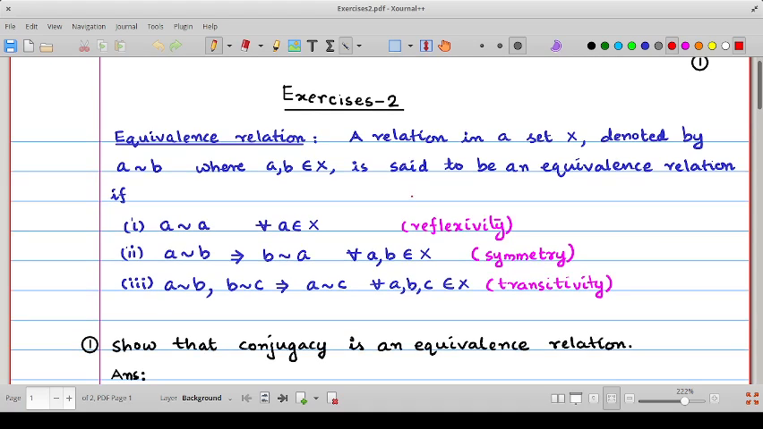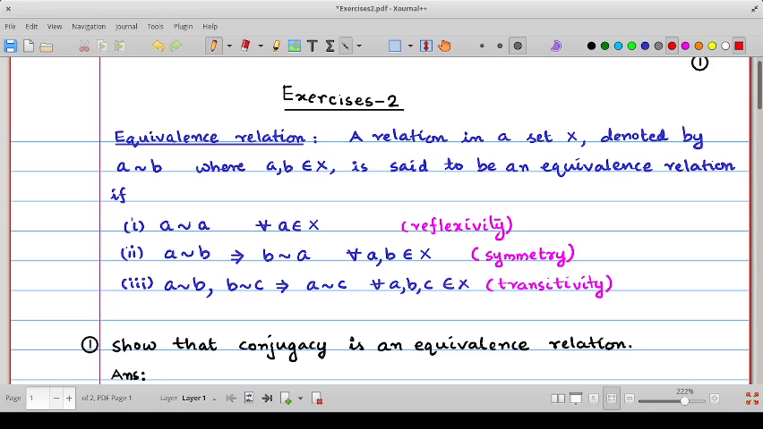So we now consider exercises 2. Start with the definition of equivalence relation. So given a set X, say with elements given by A, B and so on, we can define a relation between the elements. If A and B are two elements of the set X, suppose A is related to B by some relation, which we denote as A relation B, and such a relation is said to be an equivalence relation provided it satisfies three properties.